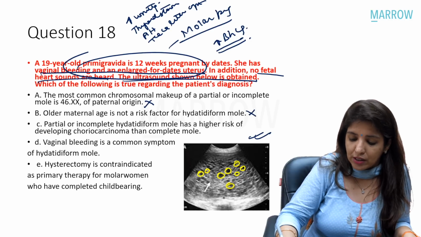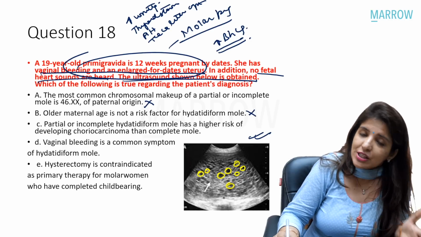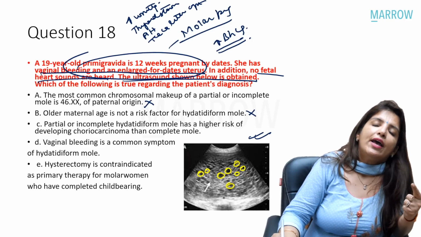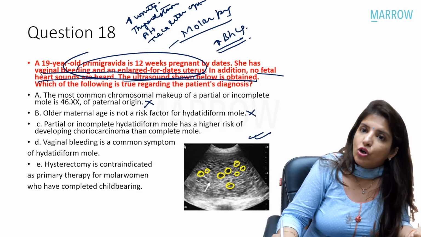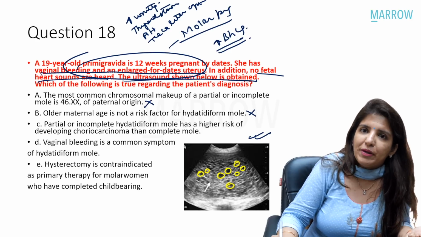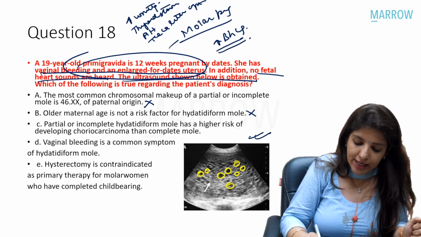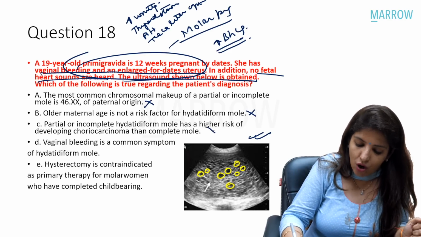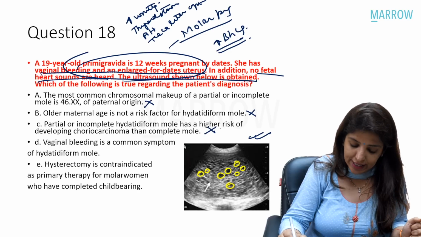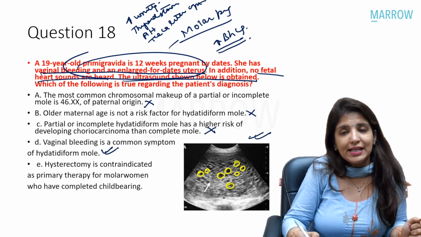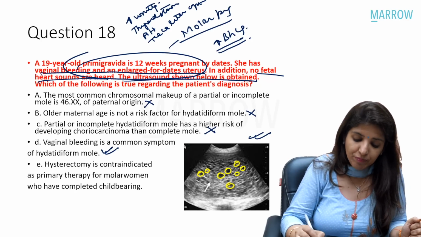Please remember the risk factors for hydatidiform mole are old maternal age, vitamin A deficiency. It is more common in developing countries like the Philippines, and it is more common with AB blood group, right? Partial or incomplete H mole has a higher risk of developing into choriocarcinoma. Again, that's wrong. Vaginal bleeding is a common symptom of hydatidiform mole. Yes, vaginal bleeding is a common symptom.